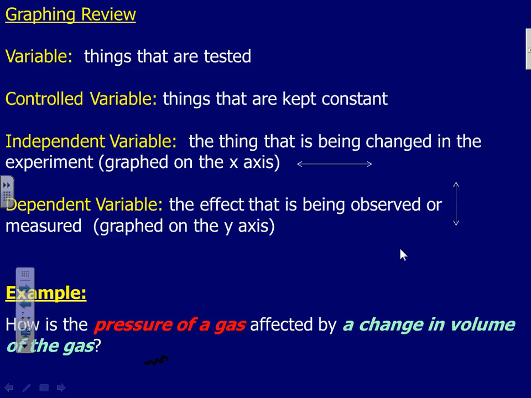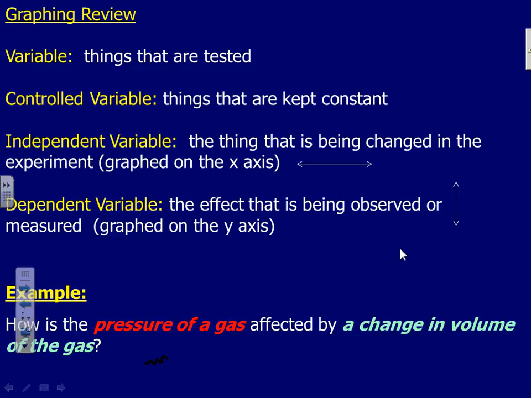So variables are the things that are being tested. And you'll notice that in our experiment, I'm going to adjust something and I'm going to measure something, okay? The independent variable is the thing that's being changed. It's what the scientist is adjusting, okay? When we graph it, we put the independent variable along the x-axis so that we can say, this is what we changed as we move left to right.